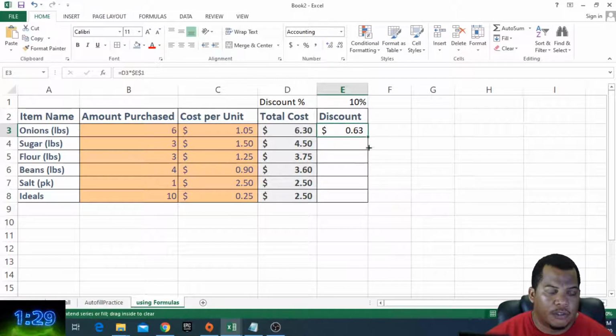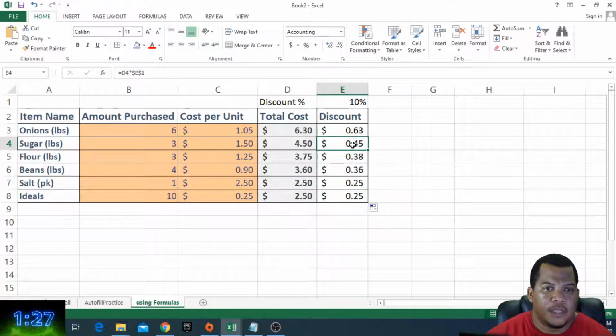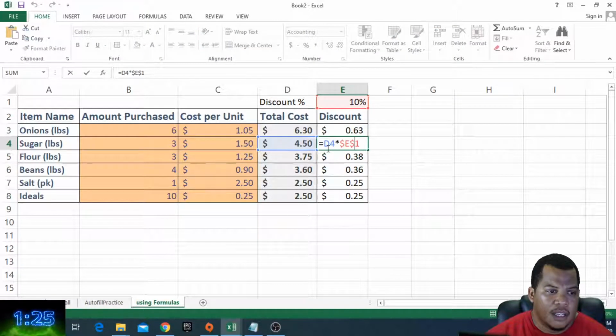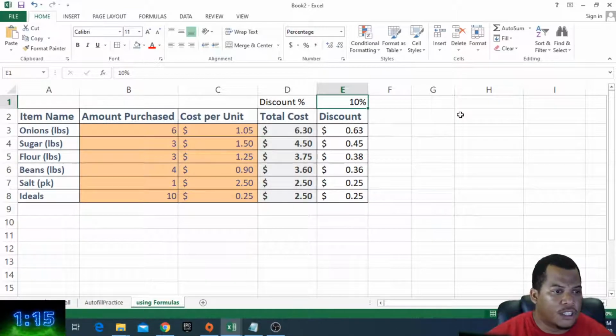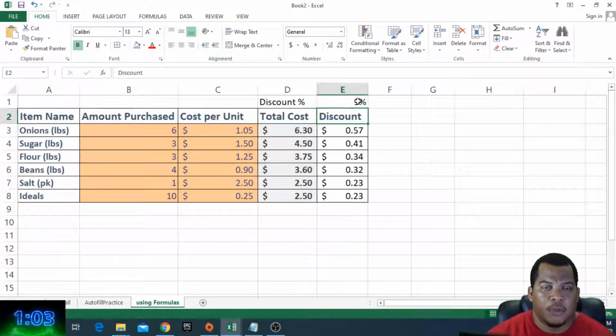And now if we autofill this, look what happens. This is D4 times E1. This is D5 times E1. So it's always pointing back to E1. So in the case that our discount percentage changes, say the store decides that we won't give 10% now, we'll give 9%, then our entire data changes because we're pointing back to that cell all the time. So it's easy for us to quickly make changes to the discount percentage.